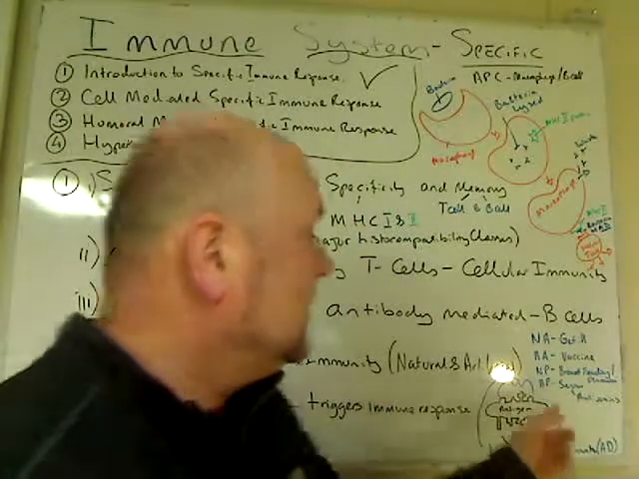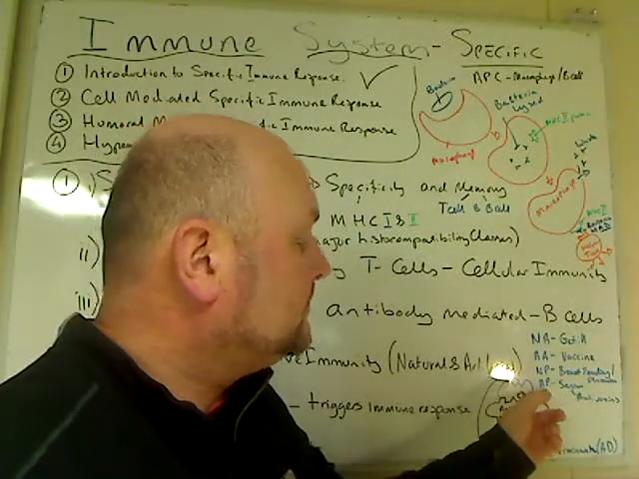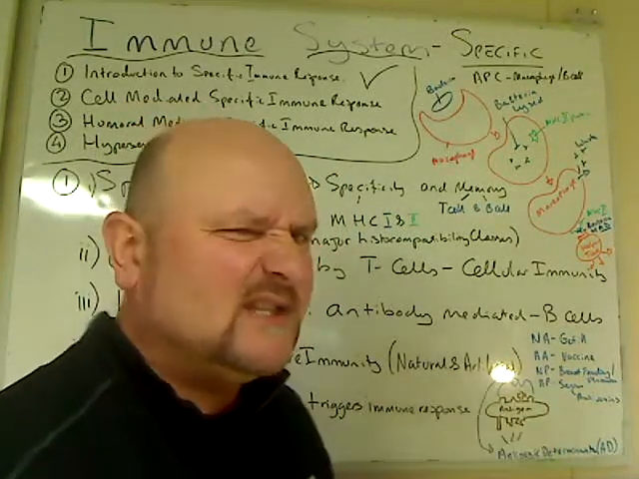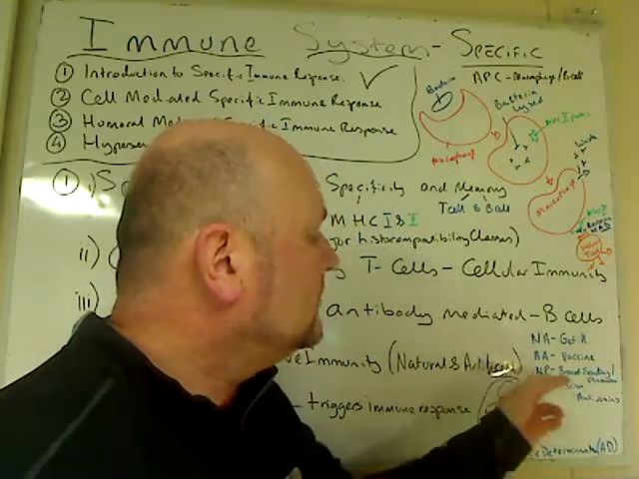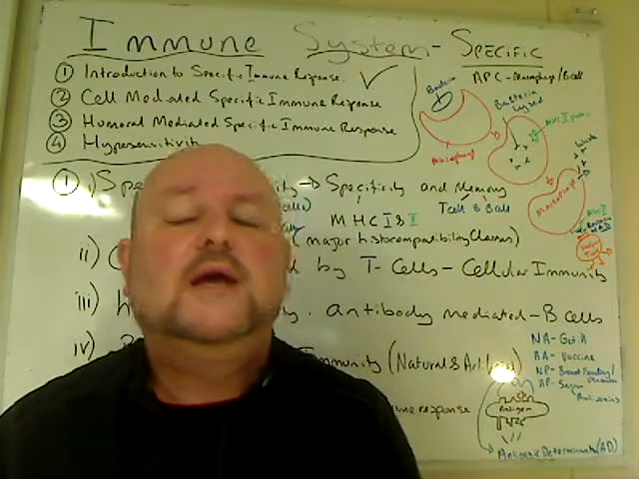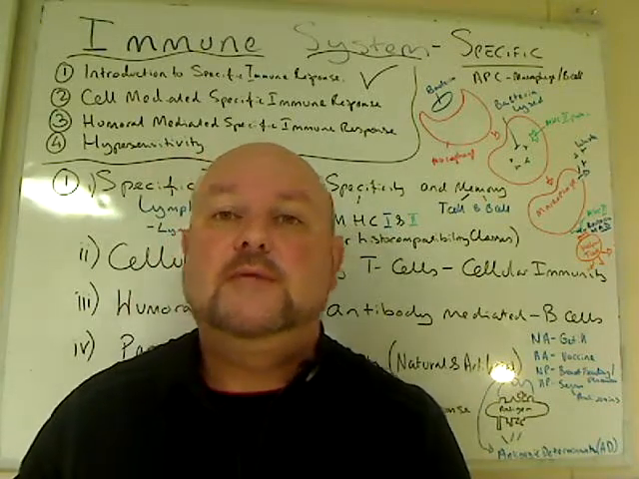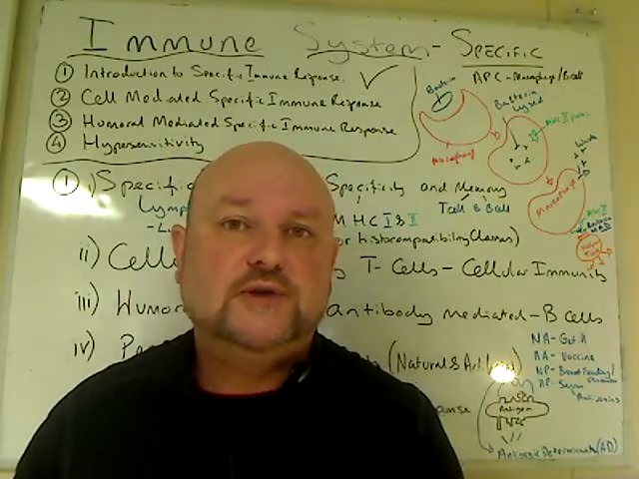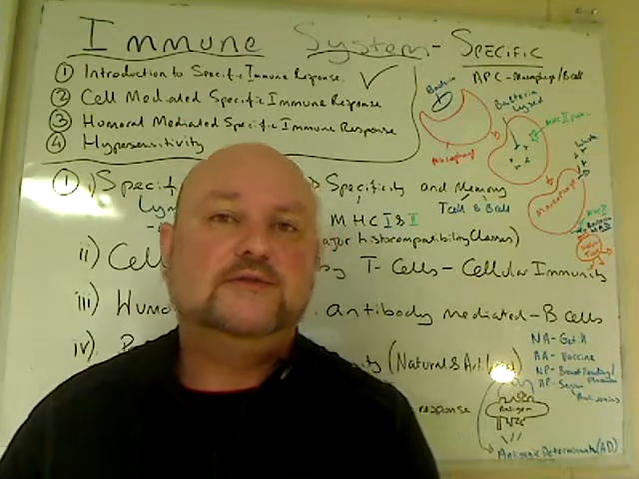So artificial, I'm thinking we'd say active, which I apologize for. Artificial passive immunity comes from an injection of serum, something like an antivenin for a snake bite.